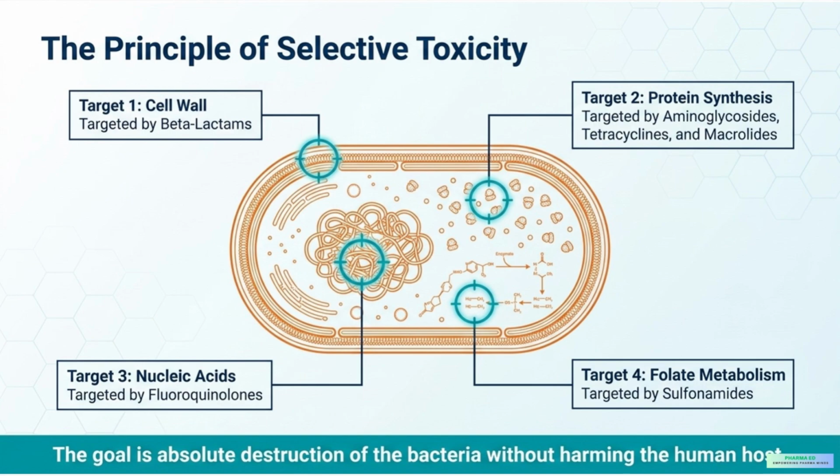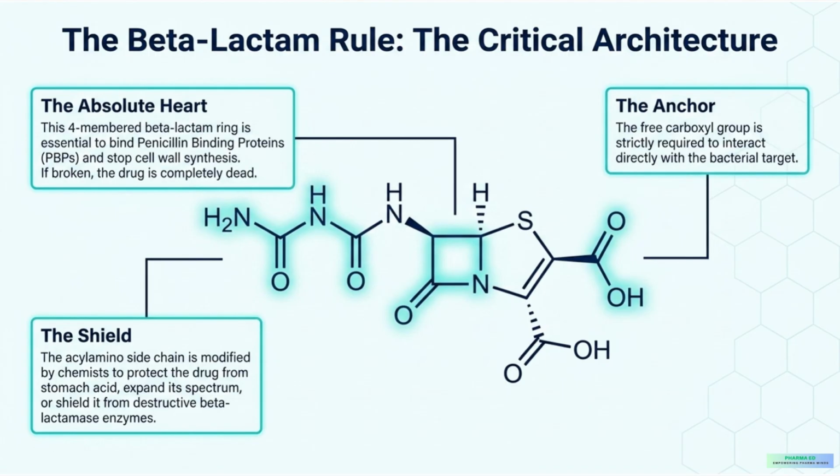So we target the cell wall with beta-lactams, protein synthesis with aminoglycosides, nucleic acids with fluoroquinolones, and folate metabolism with sulfonamides. Let's look a bit closer at these structures. Okay, the beta-lactam rule is probably the most critical SAR point you will learn today. That 4-membered beta-lactam ring, it is absolutely essential to bind to penicillin binding proteins, PBPs, and stop cell wall synthesis. If you break this ring, your antibiotic is completely dead.